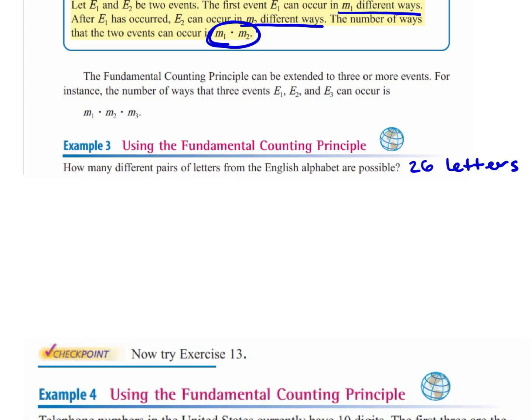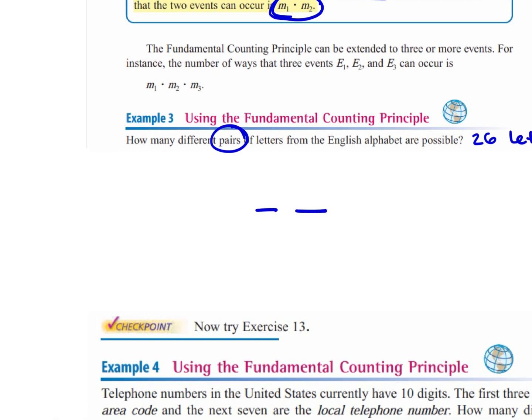We have 26 letters total, so 26 options, but what does it mean to be a pair? How many are in a pair? 2. So we're talking about how many pairs of letters, so 2 letters at a time. So I could have AA, that would be a pair, AB, AC, AD, but it would take me all day to write them all out. But we're going to use our fundamental counting principle strategies. So we're going to be multiplying.